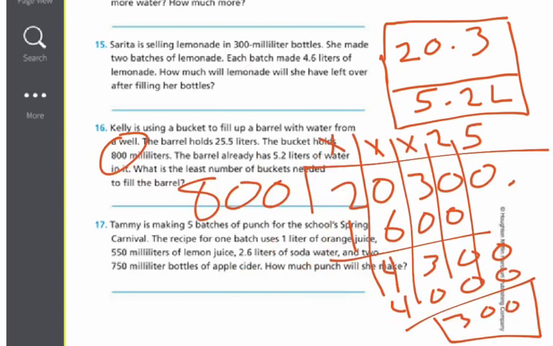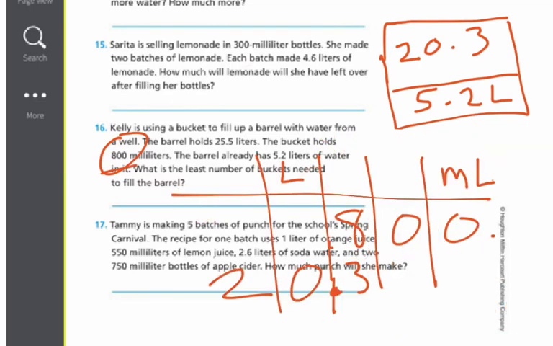So what I'm going to do is convert the 20.3 liters into milliliters by multiplying it by 1,000. And that will give me the total number of milliliters in there. You could also divide by 0.8 liters if you wanted, but since they already gave me milliliters, I thought I would do it that way.